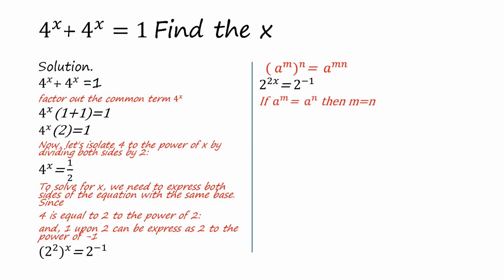If a^m = a^n, then m = n. Hence, 2x = -1. Therefore, x = -1/2.